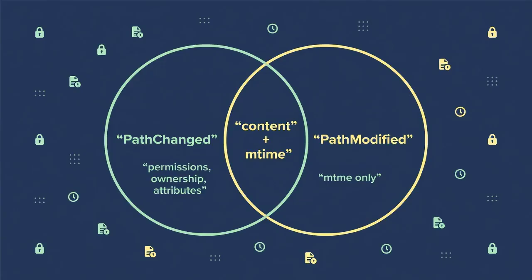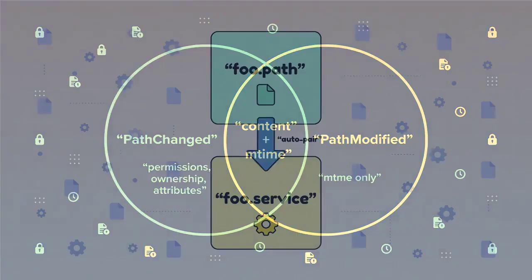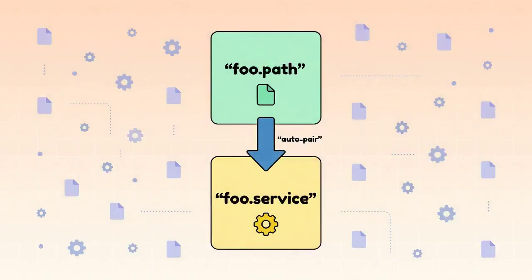PathModified is the narrower cousin, firing only on content writes and time updates, so a chmod on a watched log file will not wake it up. A path unit is automatically paired with the same named service unit. A unit called foo.path will trigger foo.service whenever its event fires. This naming convention is the glue that turns declarative watches into real activation behavior.